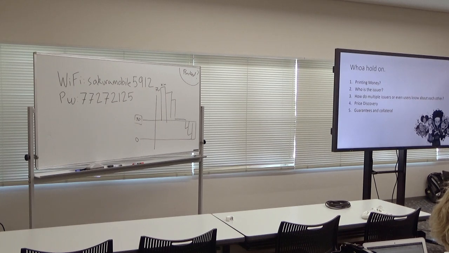How would multiple issuers even know about each other? How would they develop relative pricing? If you imagine me as the central bank here printing these out and issuing them fairly, well, maybe you trust me to do that, but imagine you've got 16 or 30 of these issuers within a region. How would that work?